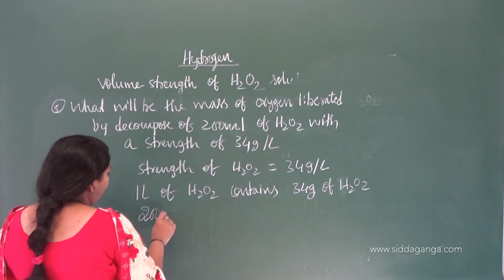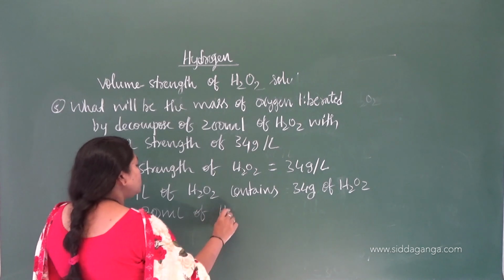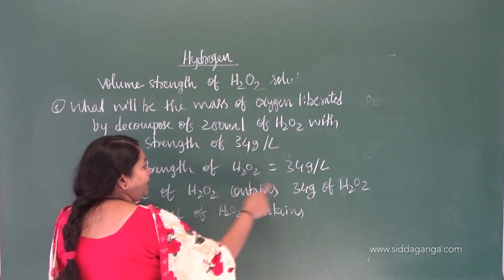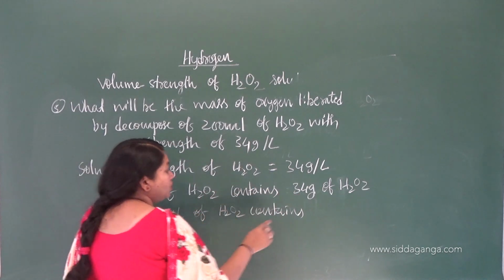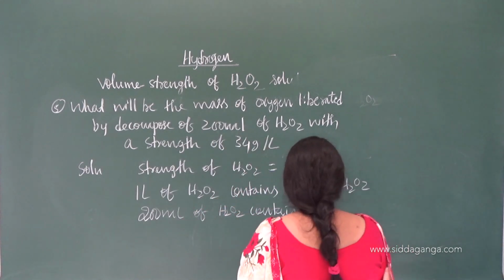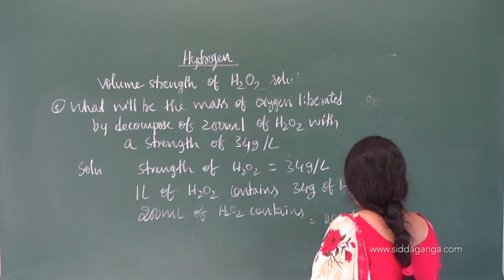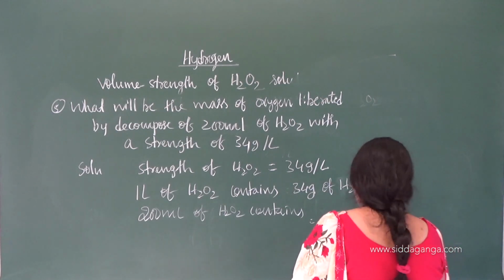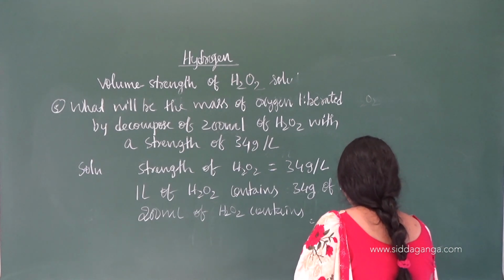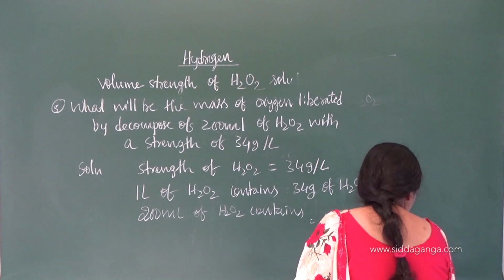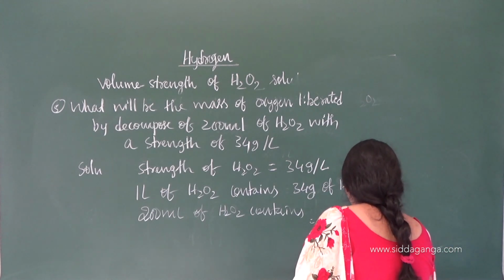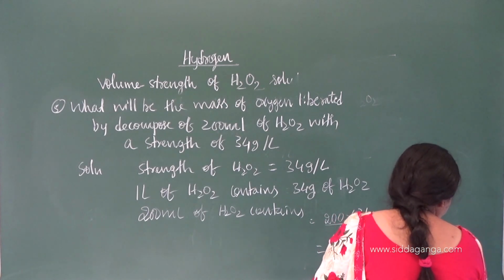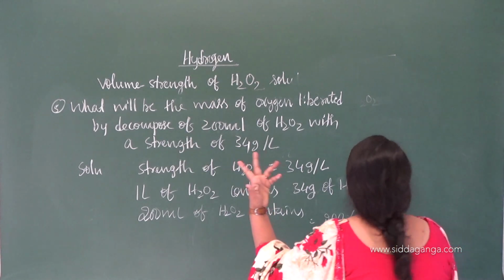So then how much for 200 ml? They have given 200 ml, right? 200 ml of H2O2 contains, so for 1 liter it is 34, for how much? For 200, how are you going to work it out now? So that is 200 into 34 divided by 1000, right? So that will come around 6.8 grams. So now let us move on to the same equation.